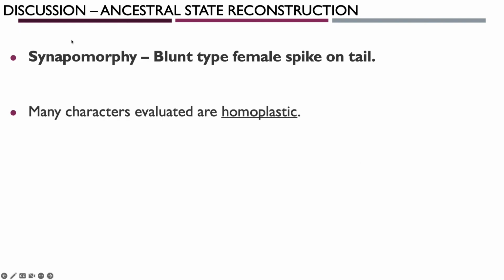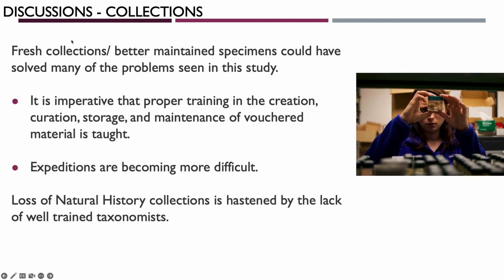So what does this mean? The synapomorphy is the blunt-type female spike on the tail. That's pretty exciting. We found a new synapomorphy and it's a female one. That's pretty cool in my book. And many characters evaluated are homoplastic. The number of ridges on the synlophe is not as inferential as we thought.